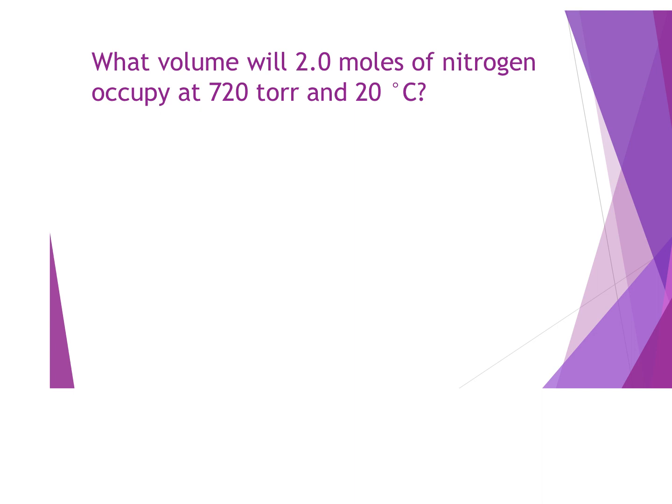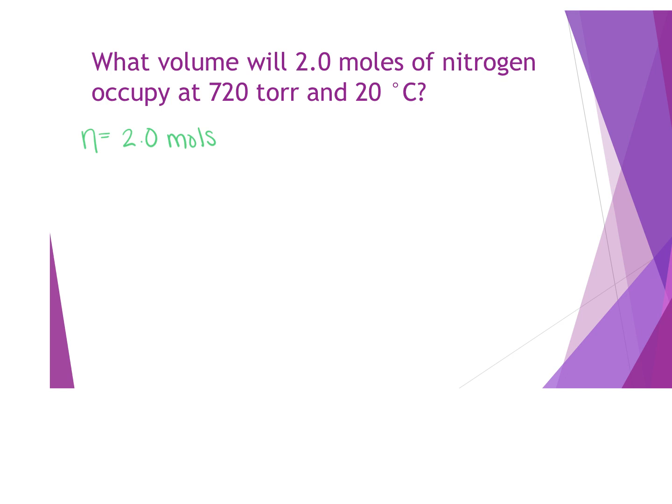Good. Okay, this one. What volume will 2 moles of nitrogen occupy at 720 torr and 20 degrees Celsius? I'm going to help you get set up, and then I might have you do the second half on your own. Okay, for this one, what's the first number you see? 2. 2 what? Moles. So what letter do we use to represent moles? Okay, so N is 2.0.